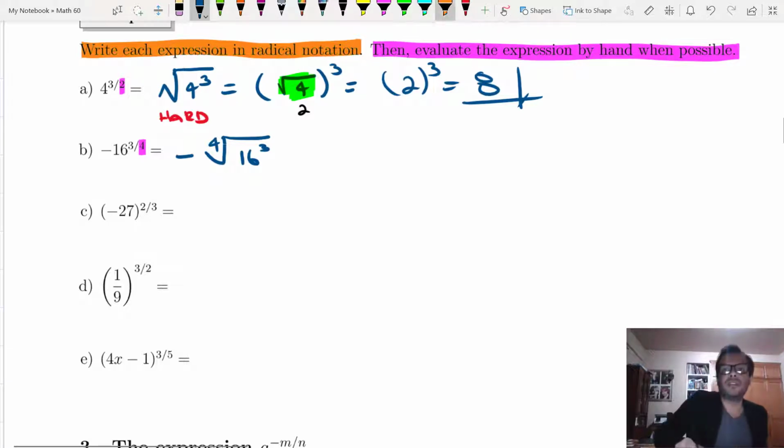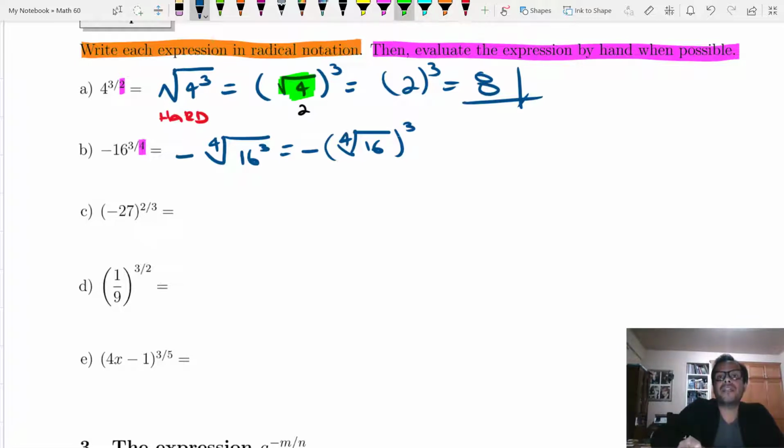Again, let me highlight this. You don't want to raise this 16 to the third power to get a huge number and then try to find a number whose fourth power is whatever huge number remains inside. You don't want to do that. This is going to take too long. So this is what we're going to do. This is going to be negative times the 4th root of 16, and then raise the whole thing to the third power.